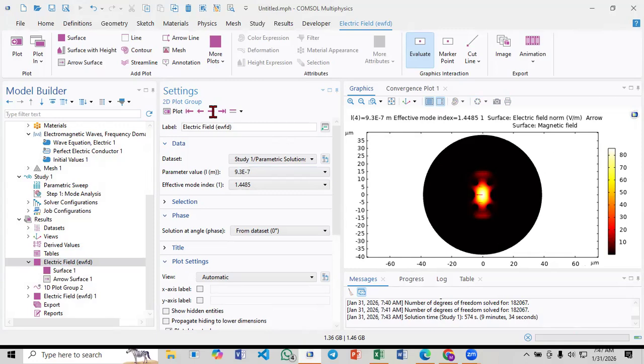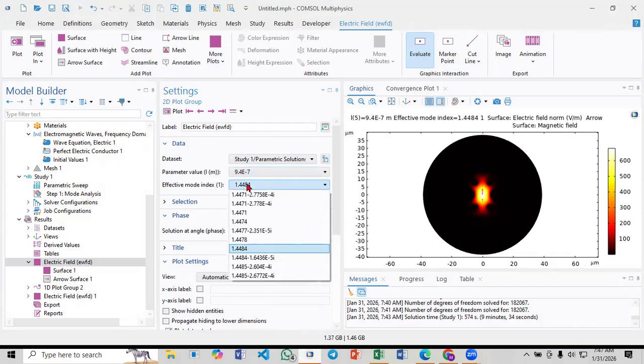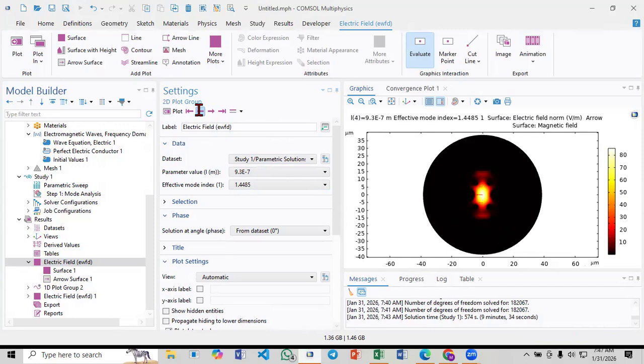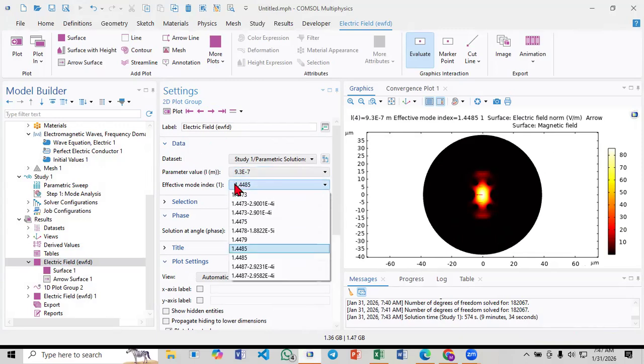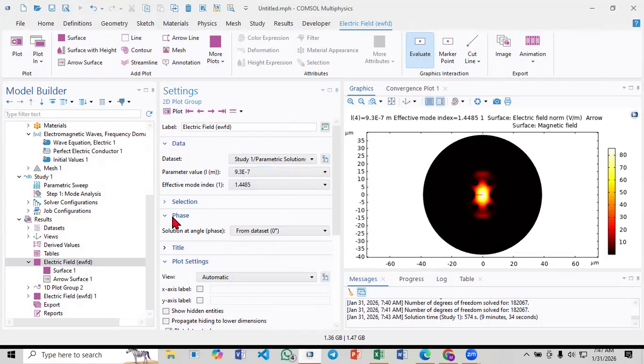So till 940 nanometer wavelength, the position of the, sorry, this one is not the core mode. Okay, till 930 nanometer wavelength, the position of the core mode is from the bottom, 1, 2, 3, 4, 4. Okay, so we have to take the data.